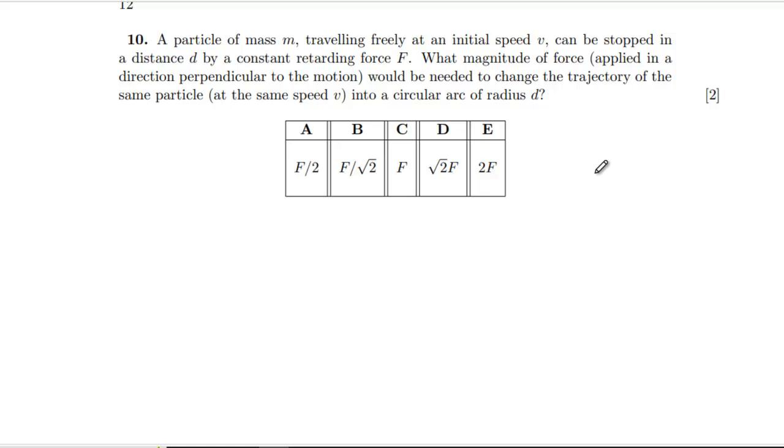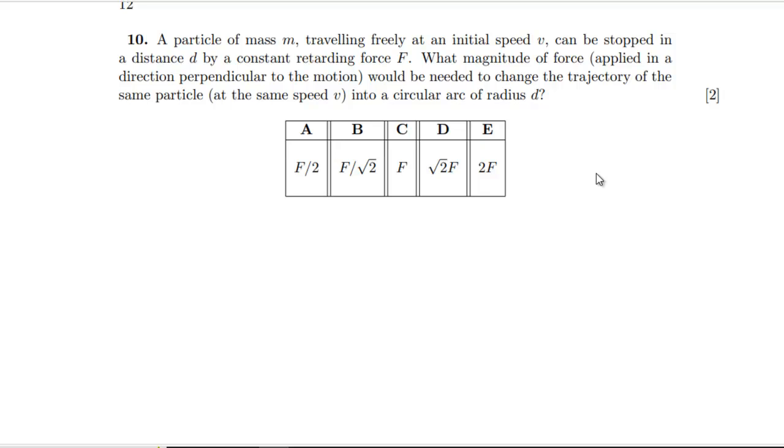A particle of mass m travelling freely at an initial speed v can be stopped in a distance d by a constant retarding force F. Right, okay, that's a lot to take in. We'll go back to that sentence in a minute. What magnitude of force applied in a direction perpendicular to motion would be needed to change the trajectory of the same particle at the same speed v into a circular arc of radius d?